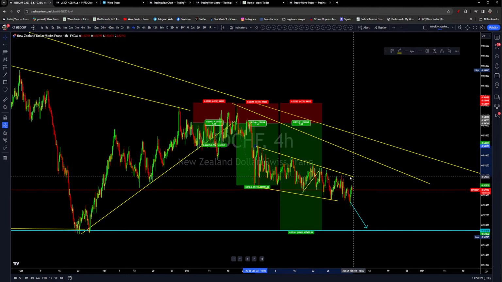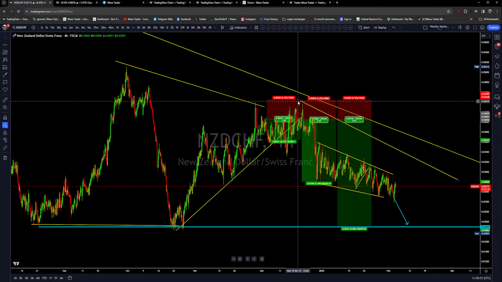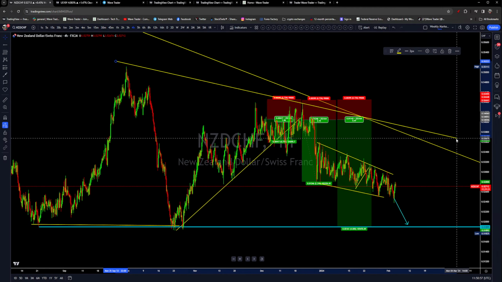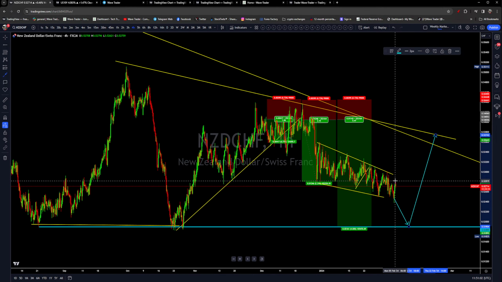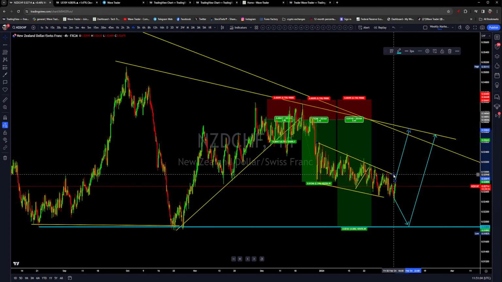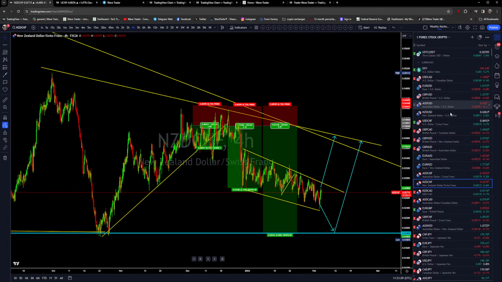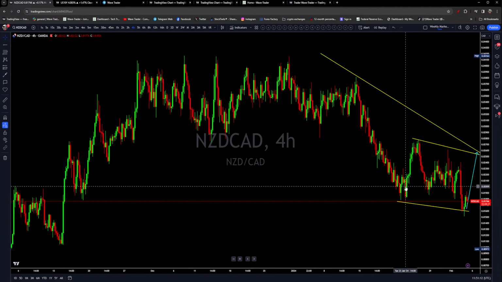From that previous low we may see a rebound again, and price can go back up within that wedge. We can see it like this. That's Aussie chief. Kiwi CAD, same like the New Zealand dollar.